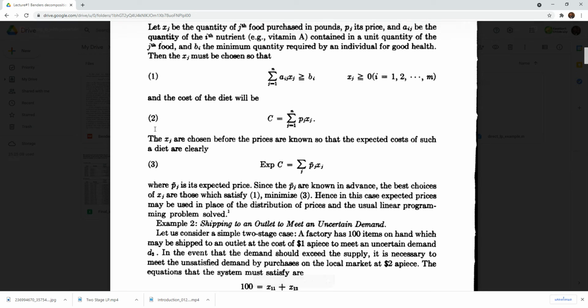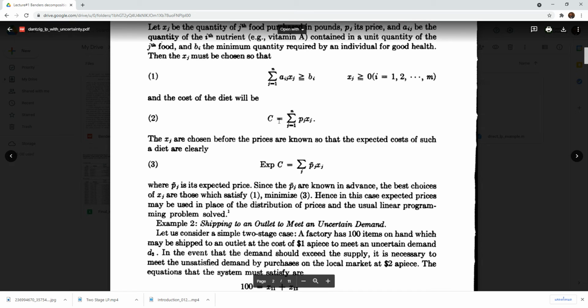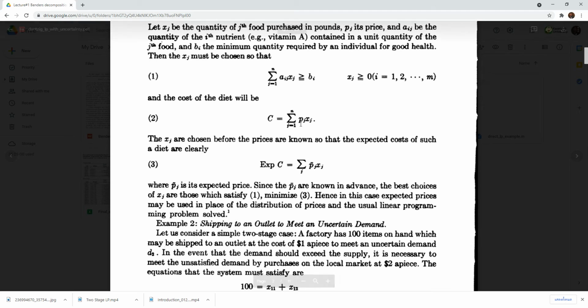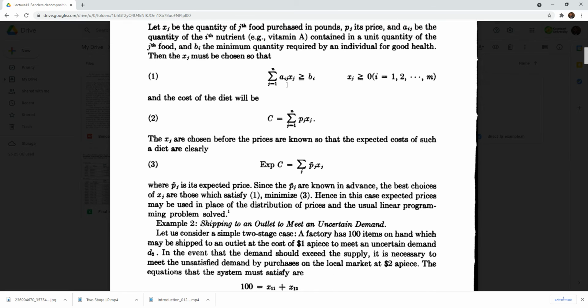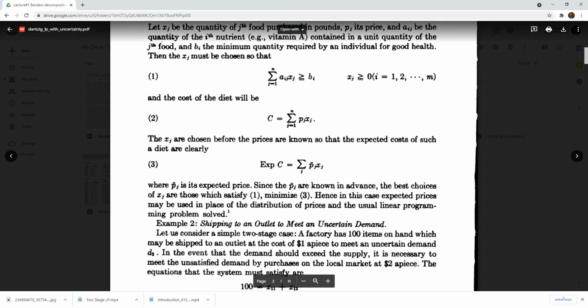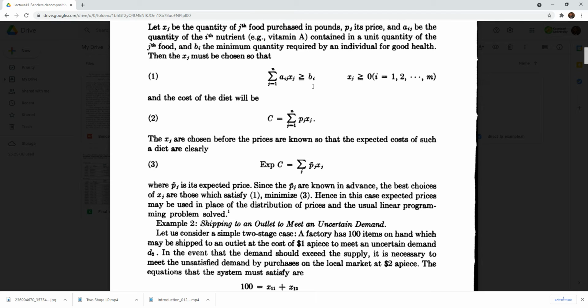The second equation is what we call the cost of the diet, the objective function, where P sub j represents the cost per unit for ingredient j, and X sub j is the amount of ingredient j in the optimal feed mix. He identified the parameter A sub ij as the amount of nutrient number i contained in a unit quantity of food j, and B sub i is the minimum quantity required for nutrient number i.